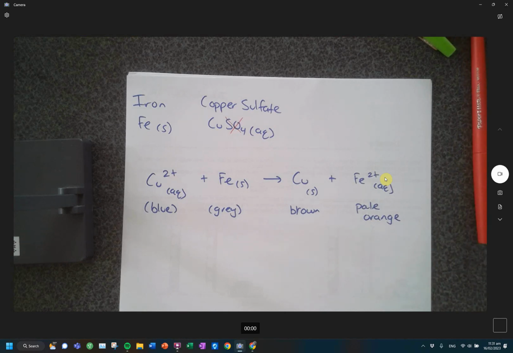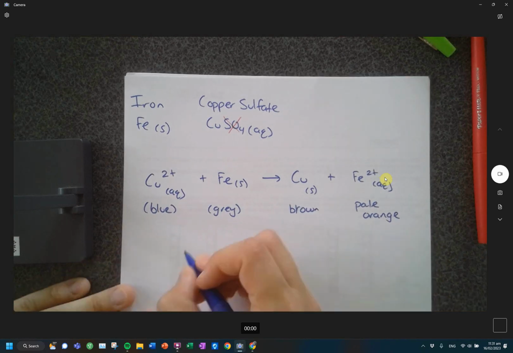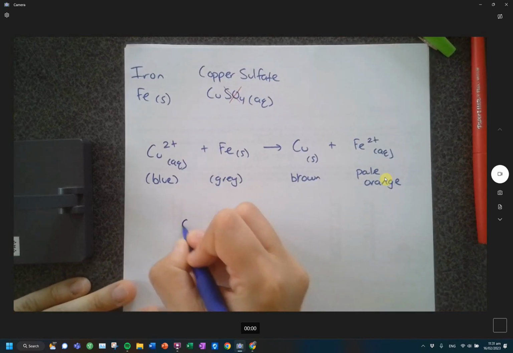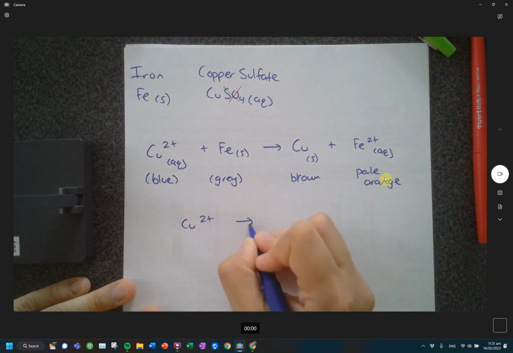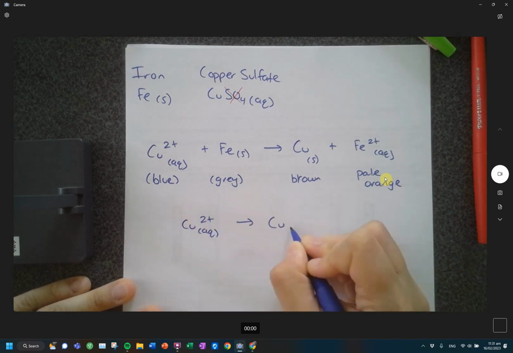Alrighty. So the reason why I wanted to set this up as an equation was just to review some of our vocabulary. And what I'm going to do is I'm actually going to pull this equation into its half equations. So this is the full equation. But if I was to pull into its half equation, I would have copper, Cu2+, forming copper the metal, aqueous, and solid.